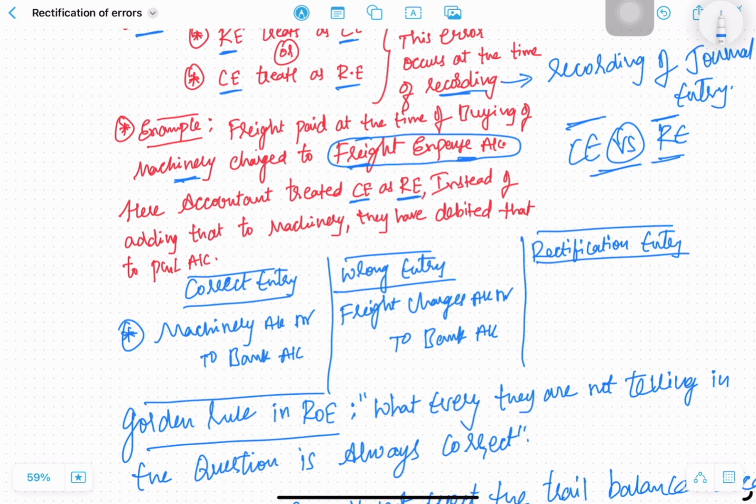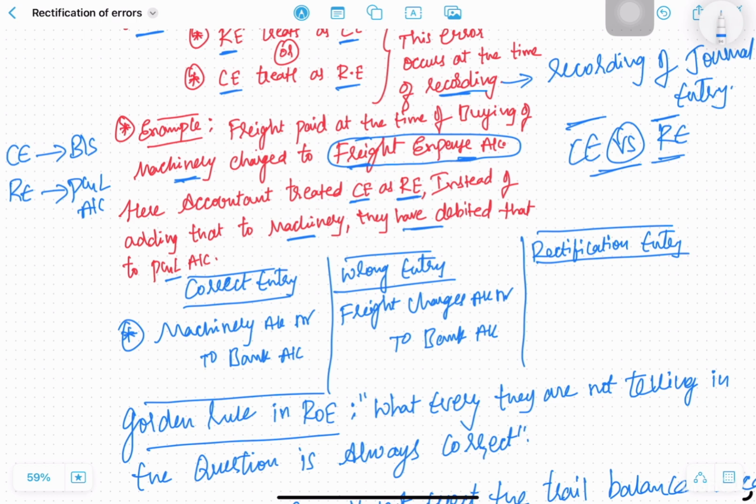Now capital expenditure, where does it have to go? It has to go to the balance sheet. Revenue expenditure, where does it have to go? It has to go to the profit and loss account. Here the accountant treated capital expenditure as revenue expenditure. Instead of adding that to machinery, they have debited it to profit and loss account. Because of that, your profit will decrease.